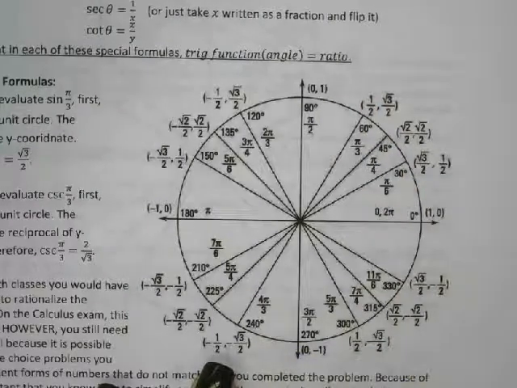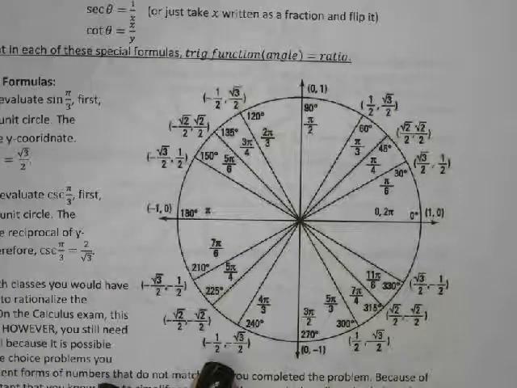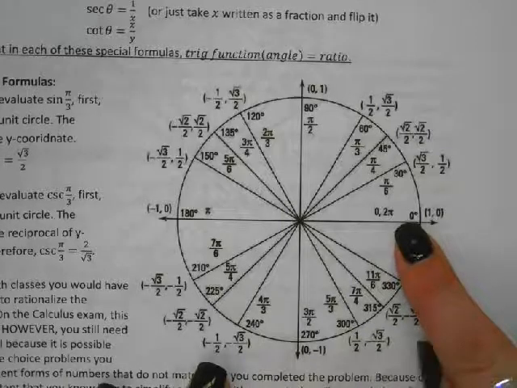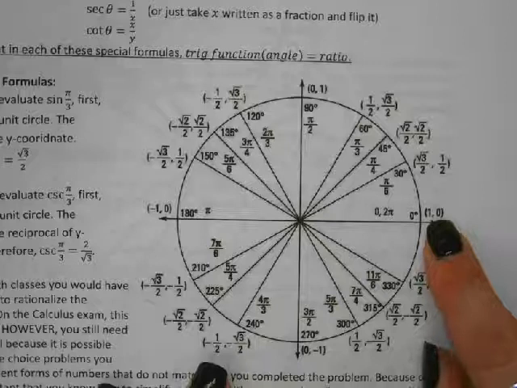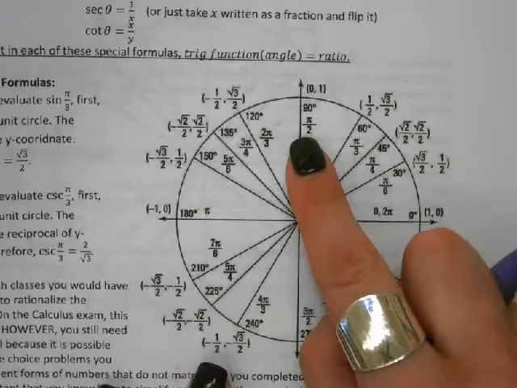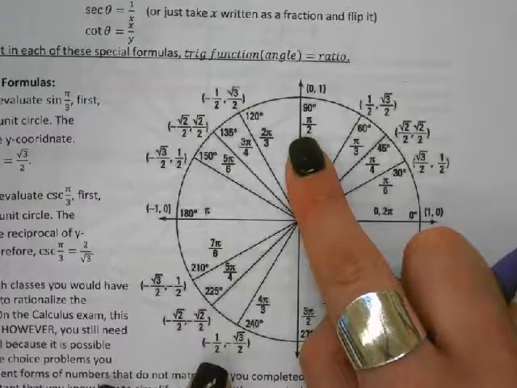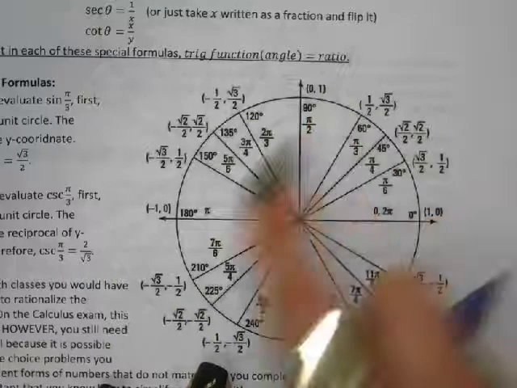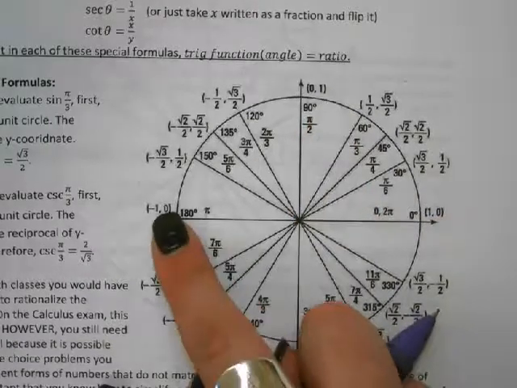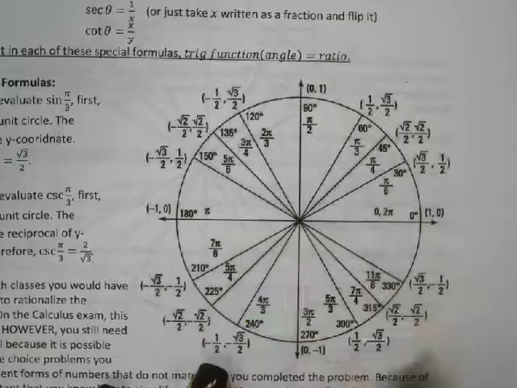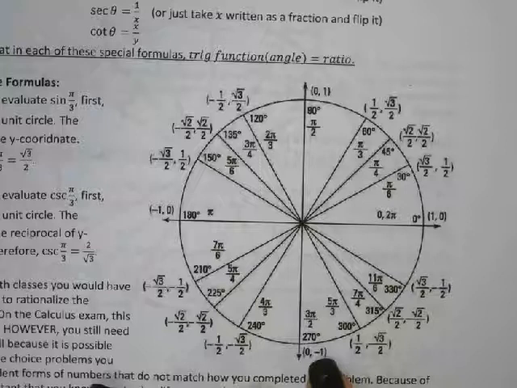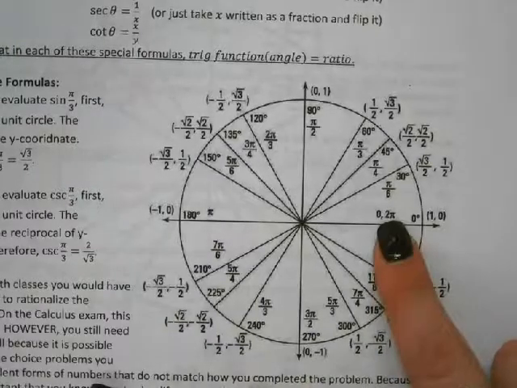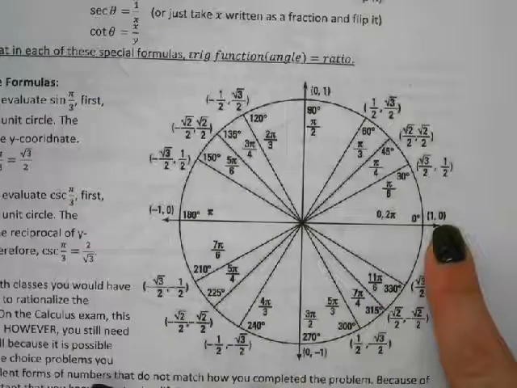So for the sine function, when we graph it, we use the y-coordinate of the unit circle. So we would say for an x value of 0 pi, we have a y-coordinate of 0. For an x value of pi halves, we have a y-coordinate of 1. For an x-coordinate of pi, we have a y-coordinate of 0. For an x-coordinate of 3 pi halves, we have a y-coordinate of -1. And then for an x-coordinate of 2 pi, we have a y-coordinate of 0.